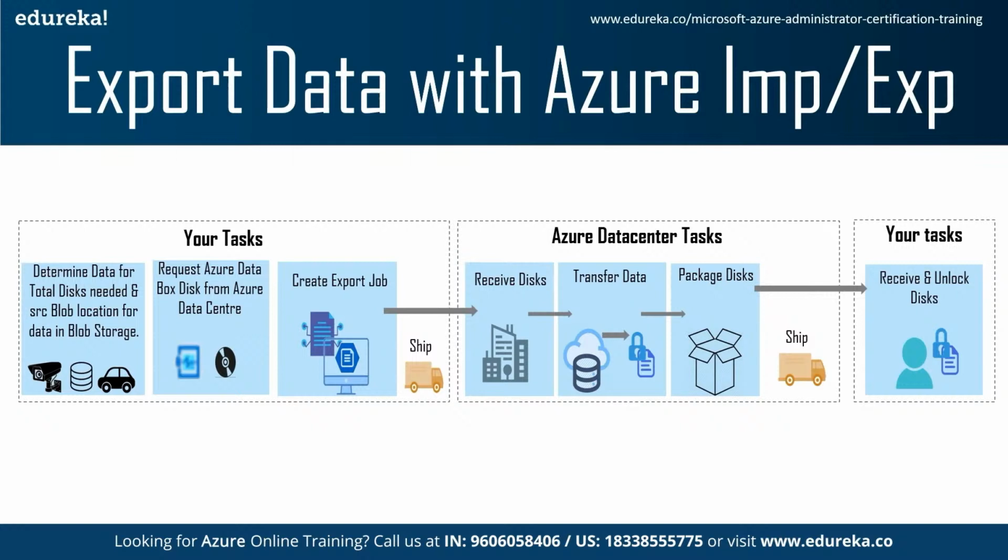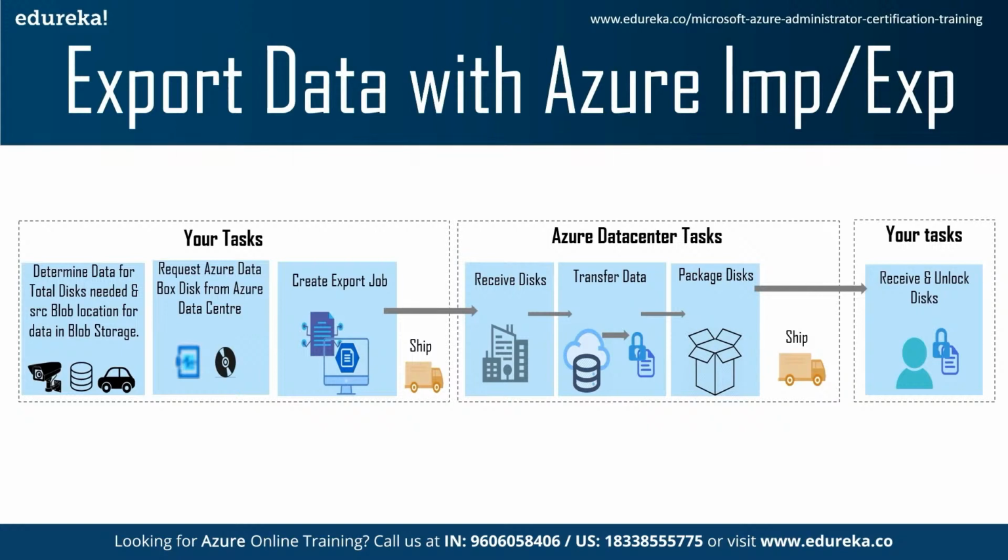You provide the details of your export job as parameters in this command. Then you have to check the job status, meaning whatever process is going on in the Azure Data Center task will be updated in your job status. The first thing is received disk. When the data center receives the disk, Microsoft updates the status of the job to indicate that the disks have arrived. This process is almost the same as import data also.